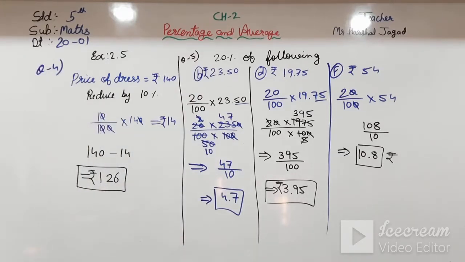And then in question number 6, we have to increase the weight of each of the following by 15%. So what is the new weight that we will find? First of all, you just write this down.